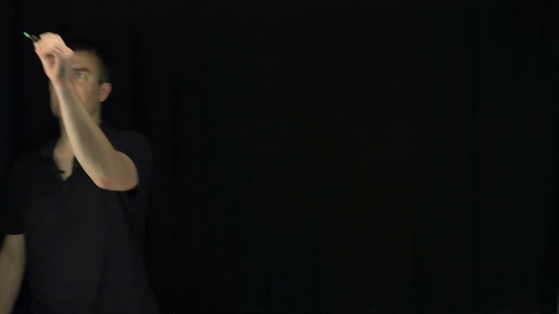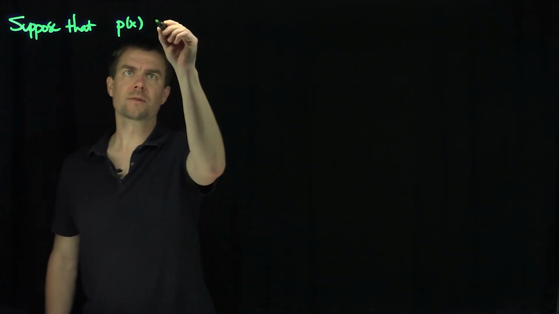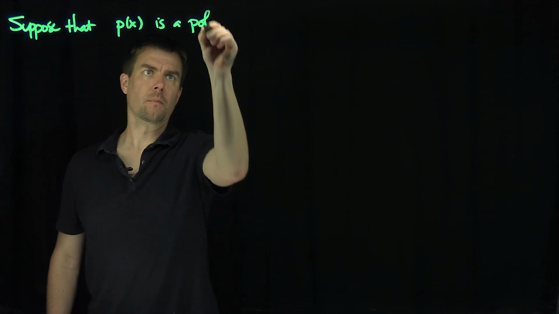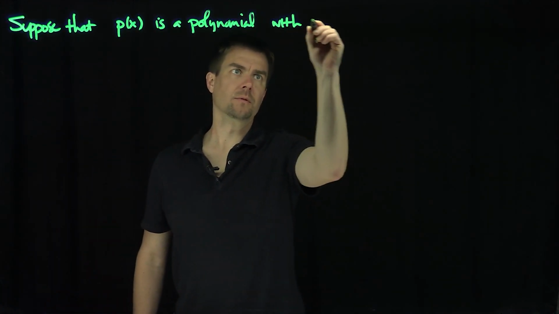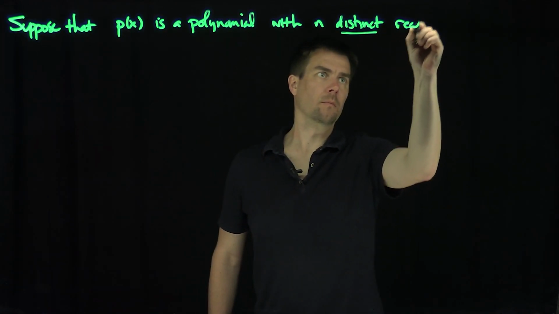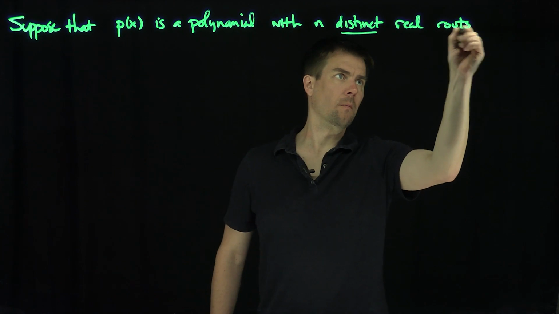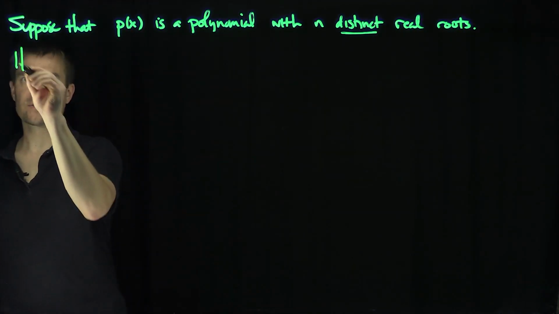Hello students, in this video we'll discuss Heaviside's method for computing coefficients in partial fraction decompositions where there are distinct roots. So let's suppose that p of x is a polynomial with n distinct real roots. Then we have Heaviside's result, Heaviside's theorem.